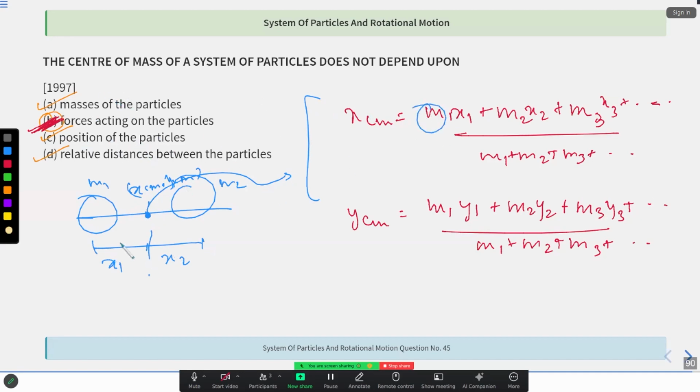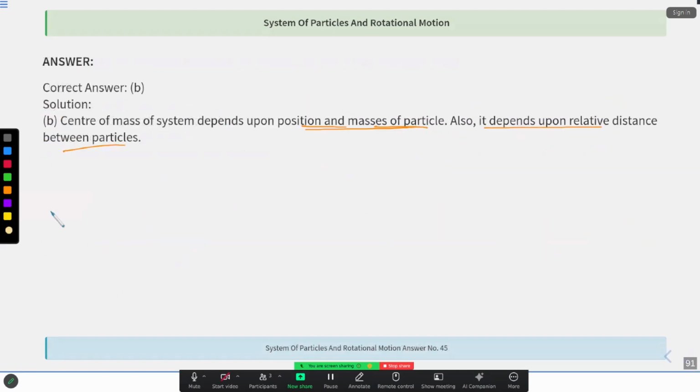Position of the particle is obviously counted, right? Where the positions are, and the relative position, that is x1 and x2, obviously, correct? These two quantities are. Is there any force acting upon this? Why? Because center of mass is nothing but a coordinate. So force acting on this particle will not be telling anything about it. All right, so this is what I would like to tell over here. So center of mass depends upon position and mass, as well as relative position.